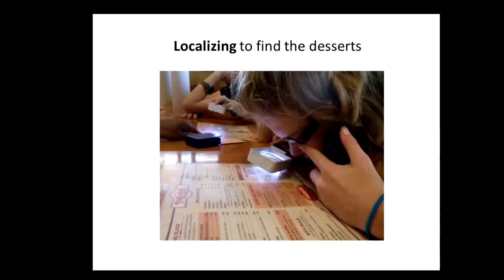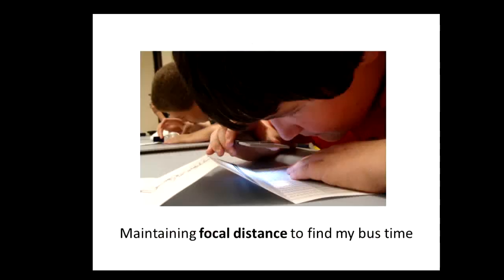Remember that localizing is visually selecting an object from objects around it. This is a little different from fixating, as there might be clutter around the thing you are trying to see. In this picture, the student has to localize the dessert listing on a cluttered menu. This boy also uses his fingers on the hand holding the magnifier to maintain focal distance as he looks at a bus schedule.